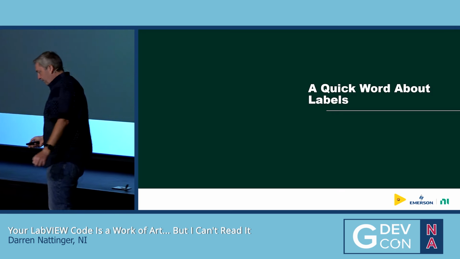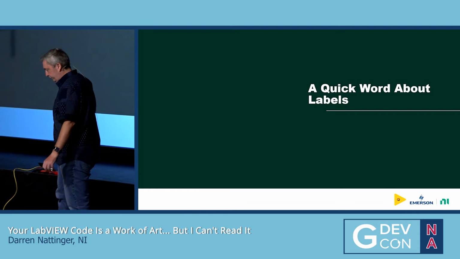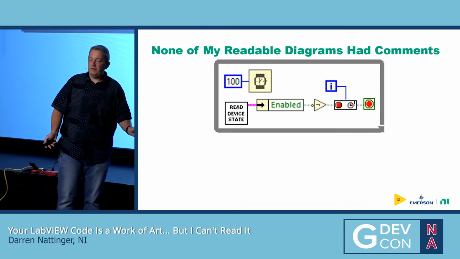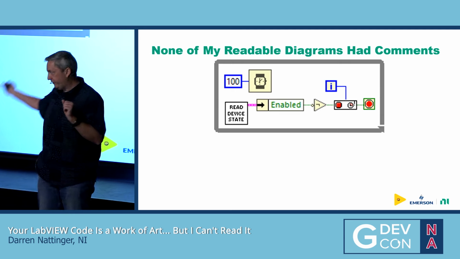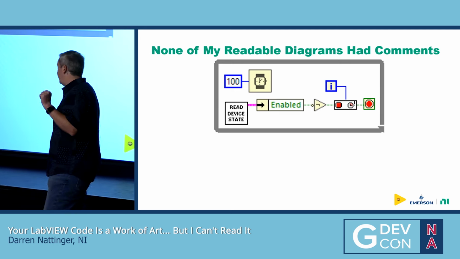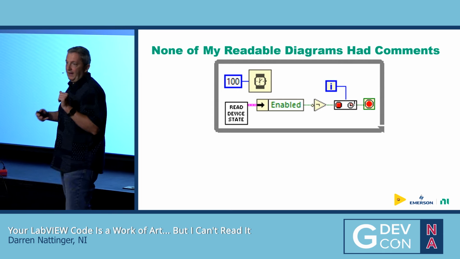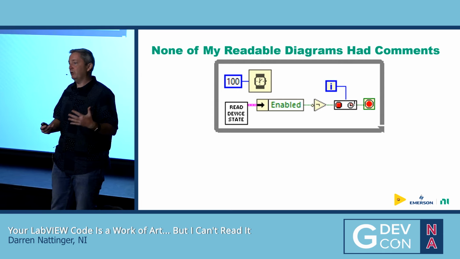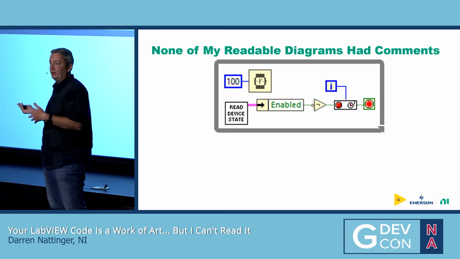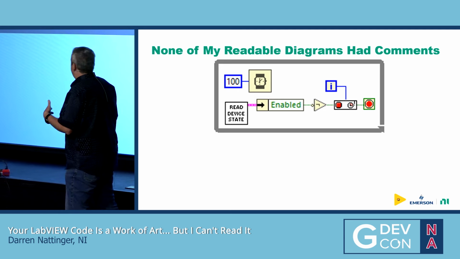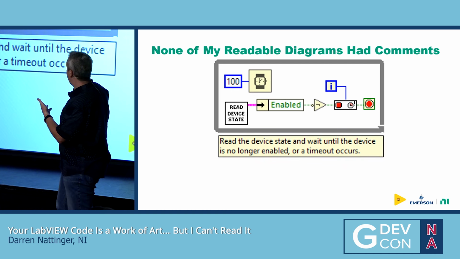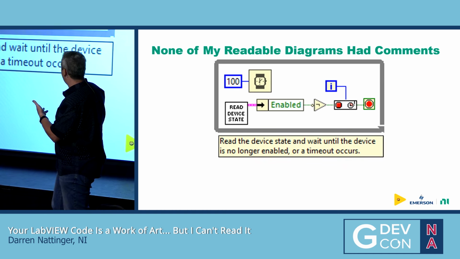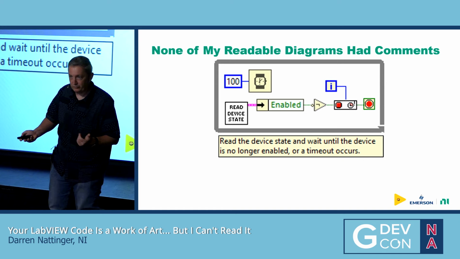Okay, a quick word about labels. All of the VIs in this presentation so far have been VIs that I wrote, and this is an example of one. This is a VI that is reading the device state, and once the device is not enabled anymore, we stop the loop, or if a timeout occurs, okay? Now, I could have added a free label: read the device state and wait until the device is no longer enabled or a timeout occurs.